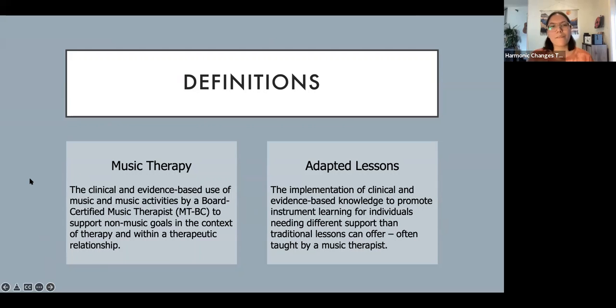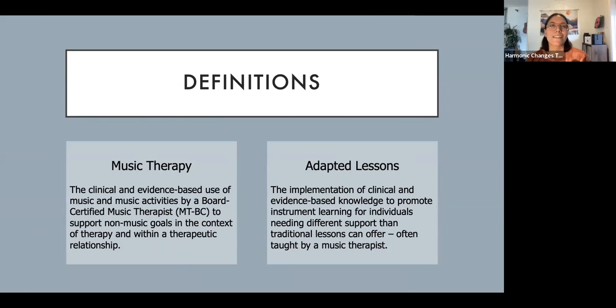So just so we're familiar with the difference between them or how they're defined in general, let's start with just the definitions. What is music therapy? What are adapted lessons? So music therapy is the clinical and evidence-based use of music and music activities by a board-certified music therapist to support non-music goals in the context of a therapeutic relationship. So requires a certification, 1,200 clinical hours minimum, a degree in music therapy, to be able to practice music therapy.